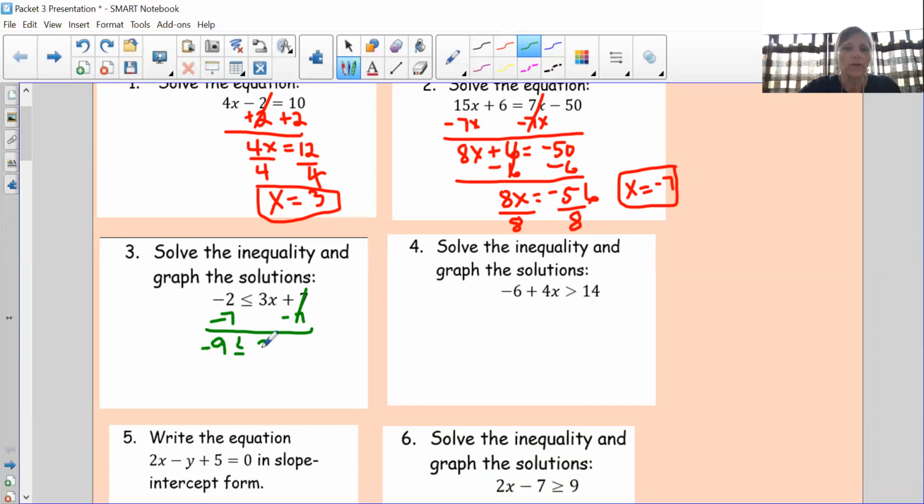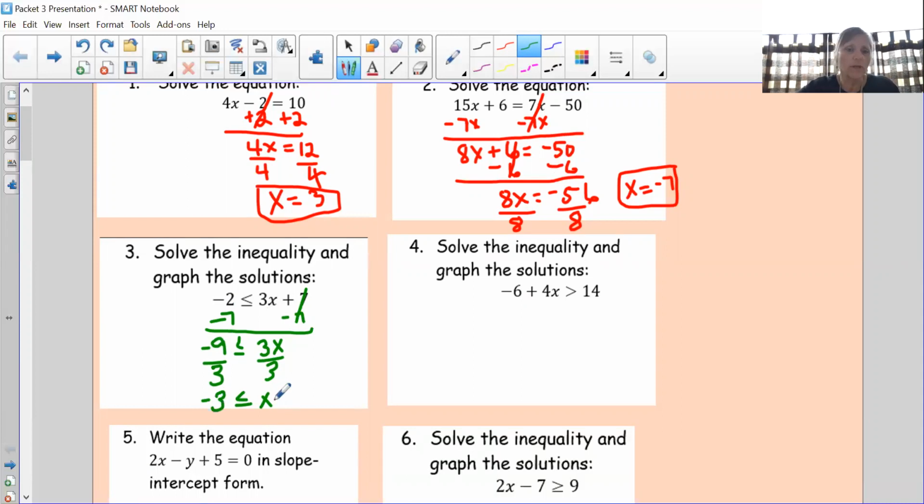And then I have 3x. Okay, now the variable's over here, but it doesn't matter. I'm still going to unmultiply, which is divide. And I'm going to put the x over here. And negative 9 divided by 3 is negative 3.